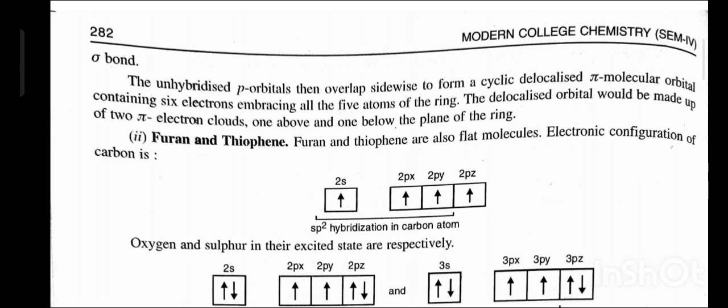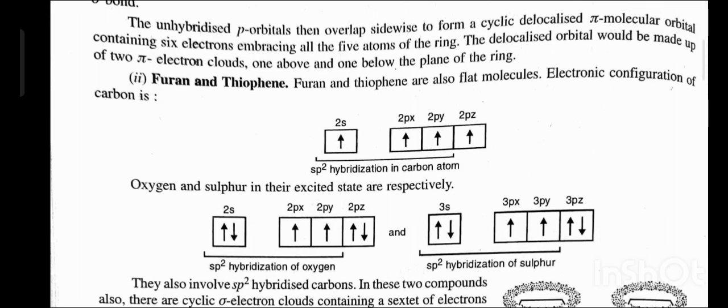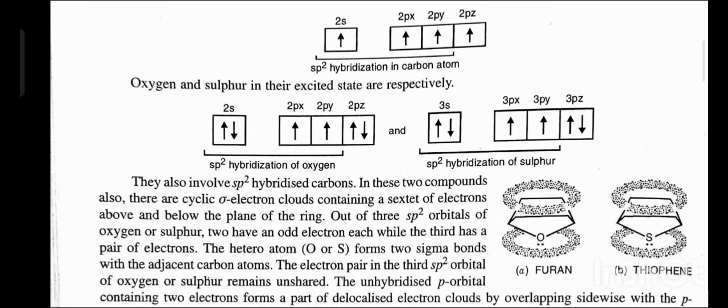Furan and thiophene are also flat molecules. The electron configuration of carbon is given. Oxygen and sulfur in their excited state are respectively given. They also involve hybridization of carbon. In these two compounds also there is a cyclic pi electronic cloud containing 6 electrons, a set of electrons above and below the plane of the ring.